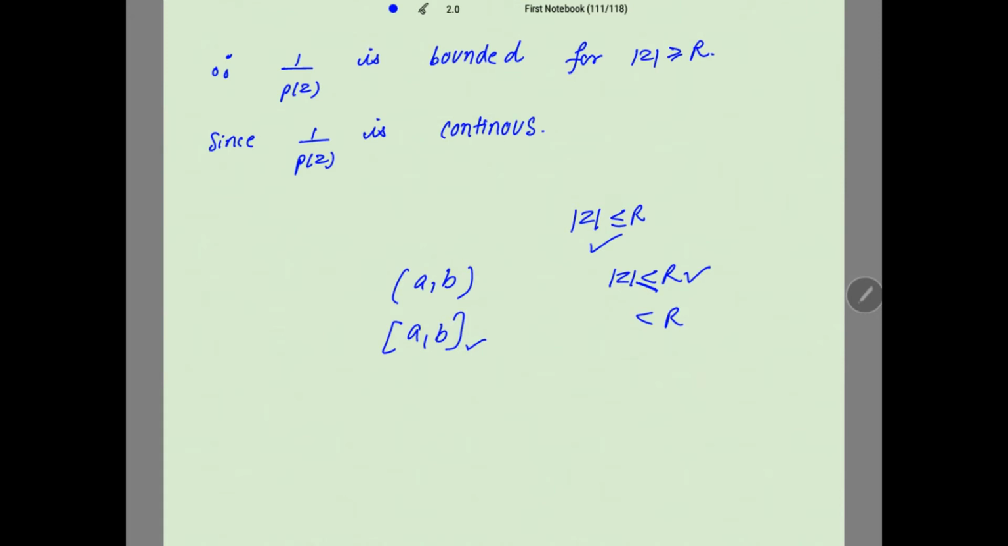Similar is the case for the circle. So mod z less than or equal to R means you are having a circle which is bounded, and all the limit points also belong to the circle, right? So mod z less than or equal to R is a compact set, which is bounded and closed.